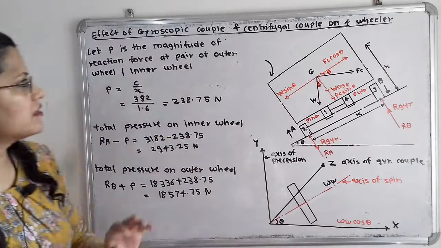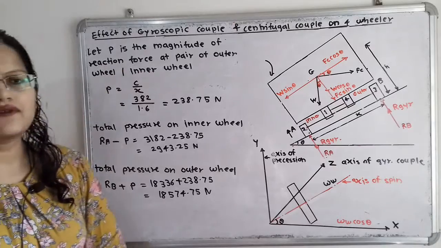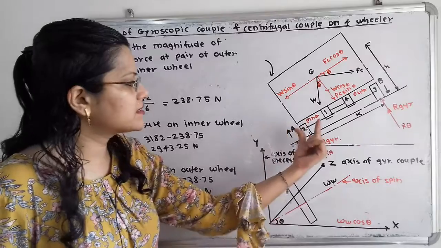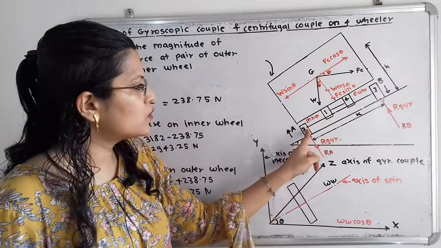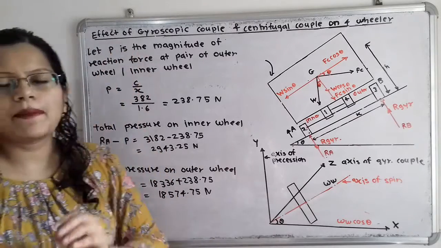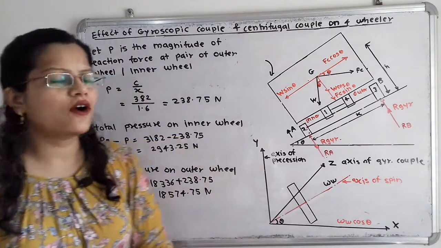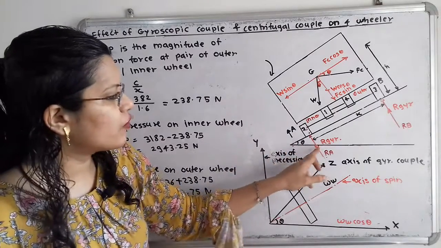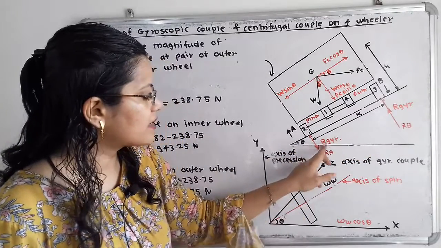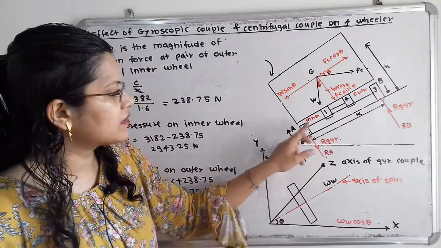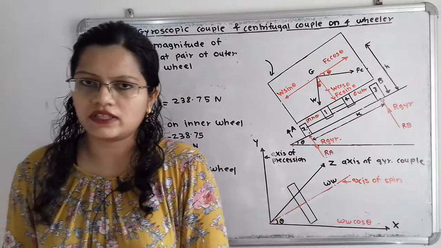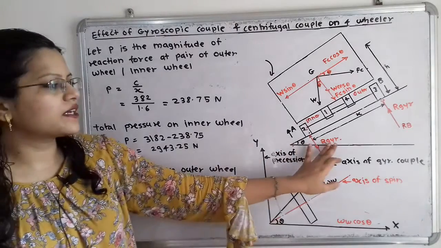Now we will consider P as the magnitude of the reaction force at the pair of outer wheels or inner wheels. Here this is the pair of inner wheels, that is wheels 1, 2, and here the outer wheels, that is 3, 4. So we will consider P as the magnitude of the reaction force. We have already shown the reaction force due to this couple is R gyro. Here this is R gyro, which is in the downward direction for the inner wheel, and for the outer wheel R gyro is in the upward direction. So this R gyro is nothing but P.